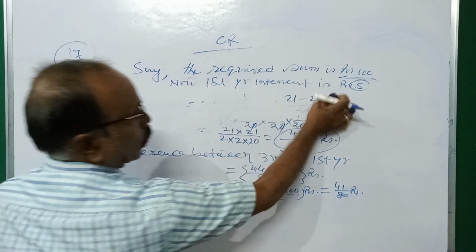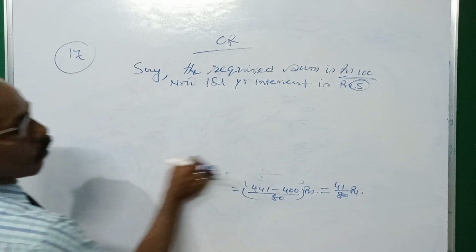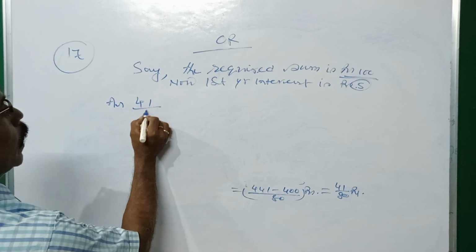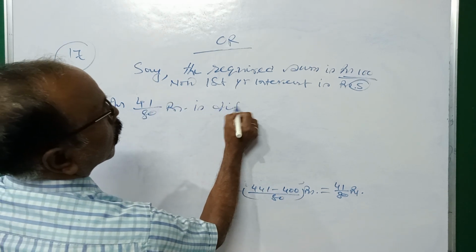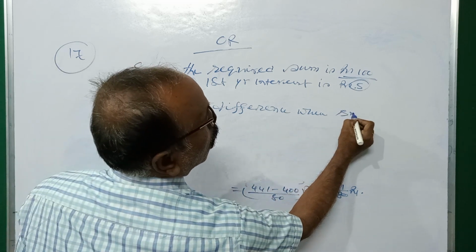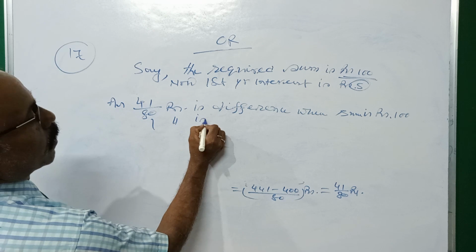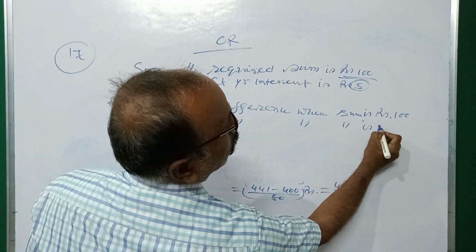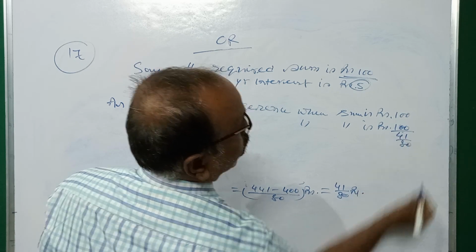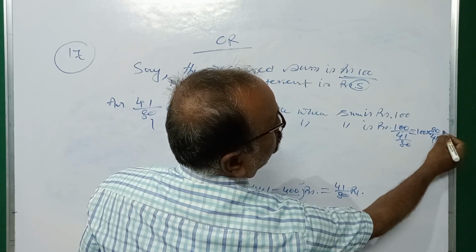Now, as 41 by 80 rupees is the difference when the sum is rupees 100, the 1 rupee difference is when the sum is rupees 100 divided by 41 by 80, is equal to 100 into 80 divided by 41 rupees.